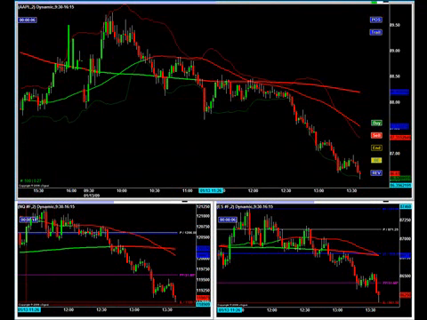We're looking at Apple Computer on a 2-minute time frame, and today is Tuesday, January 13th.